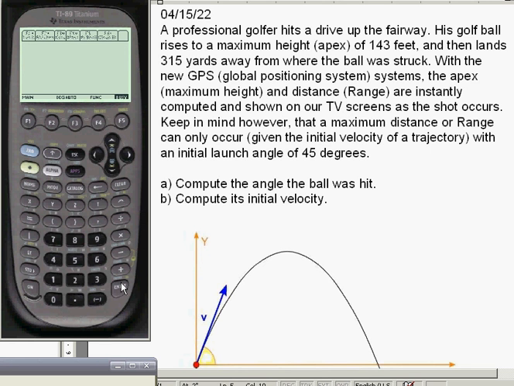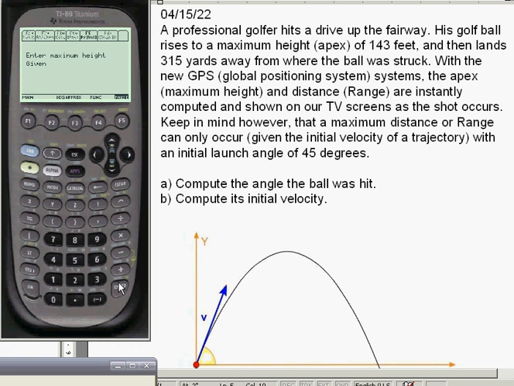And here we're going to find what's given, and what's given is maximum height and range, 315 yards down the range. So we're going to look for that here. Here's maximum height and range. We're going to choose that, and I'll tell you what the program is going to do, and we're going to enter.